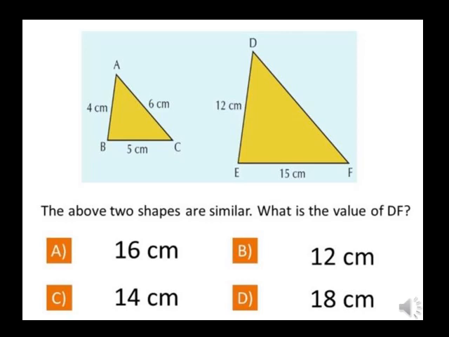You could just look at two sides that you know match up, like 4 and 12, and you can figure out that to get from the small triangle to the big one, they multiplied by 3. I could have looked at the bottom instead and figured out 5 times 3 is 15. So once I know that I'm multiplying by 3, all I've got to do to get the answer is take 6 times 3, and I know that D is the correct answer. It's going to be 18 centimeters long.